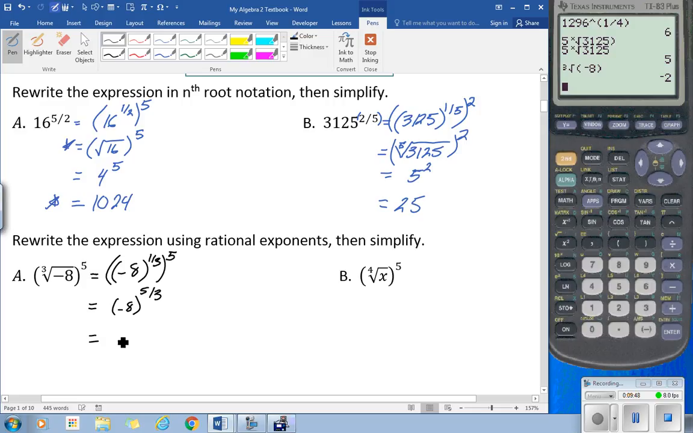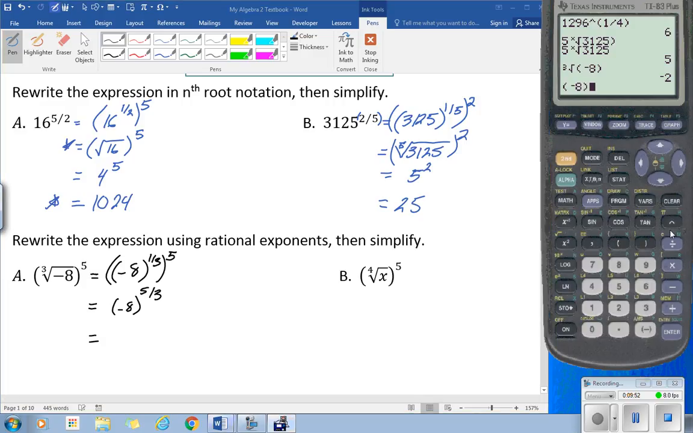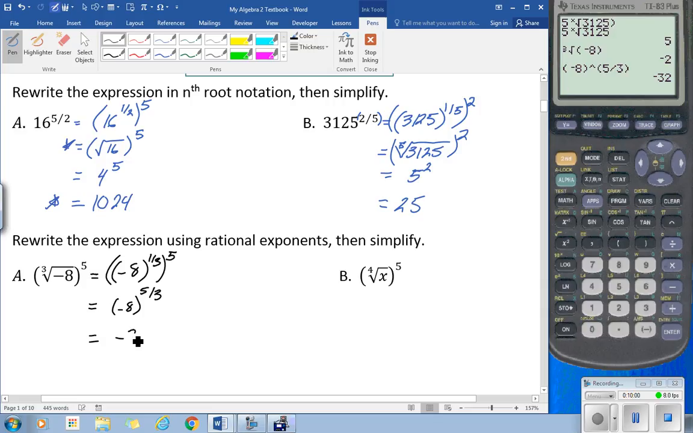Now we can simplify that by just typing it into the calculator. Negative 8 to the 5/3 power. And that becomes negative 32. Okay, again, power bigger than 1. 5/3 is more than 1. It was a negative base, which gives us the negative number there, but it did grow the value as well. It makes it bigger. Okay.